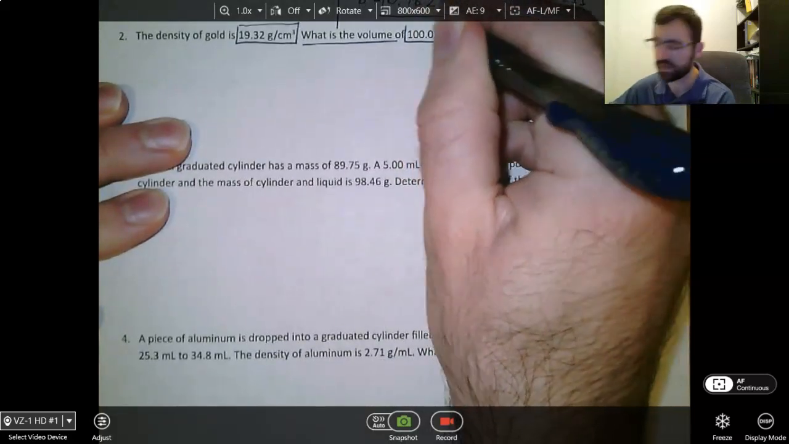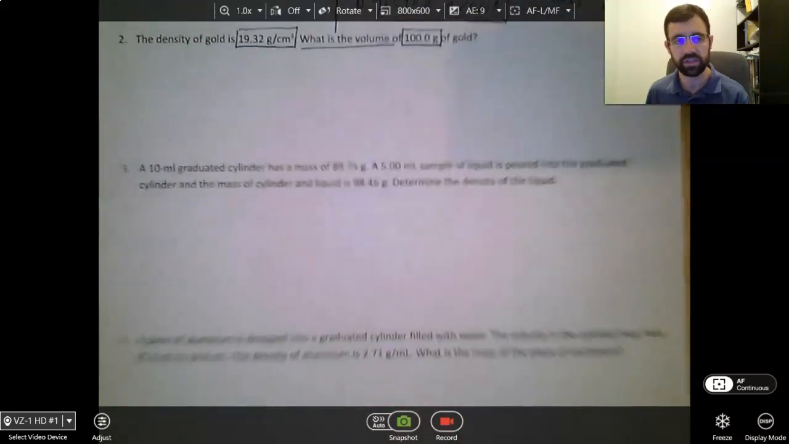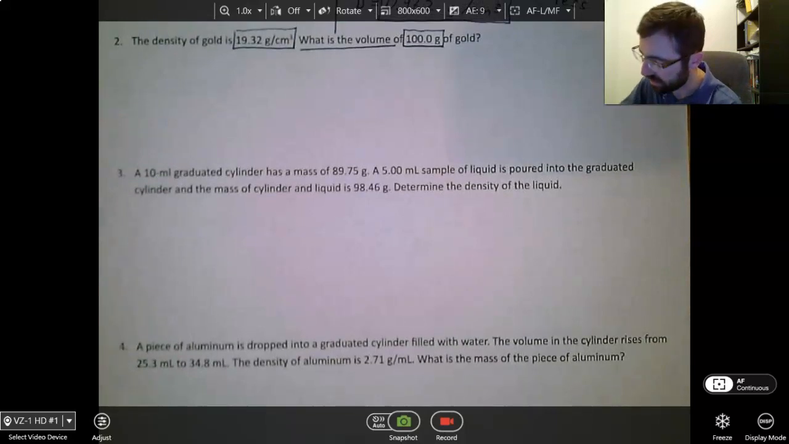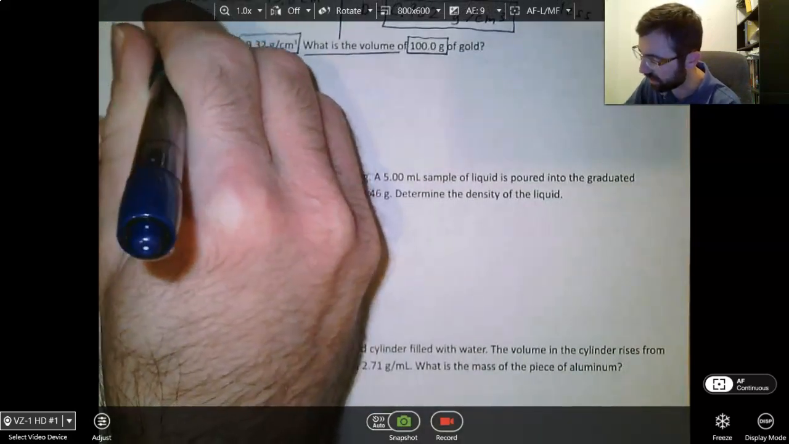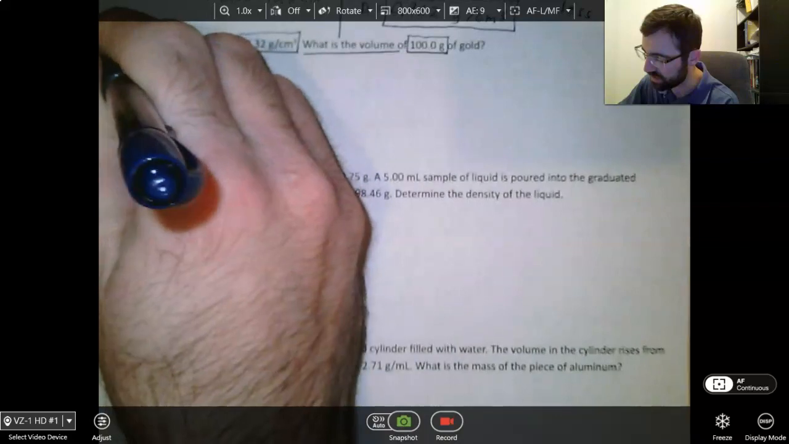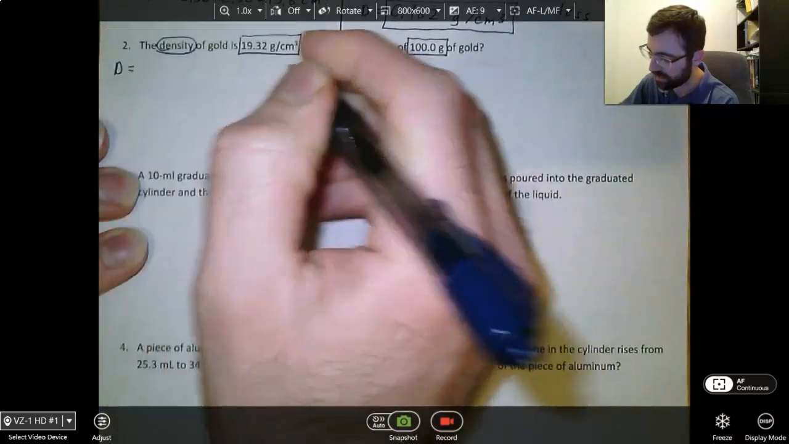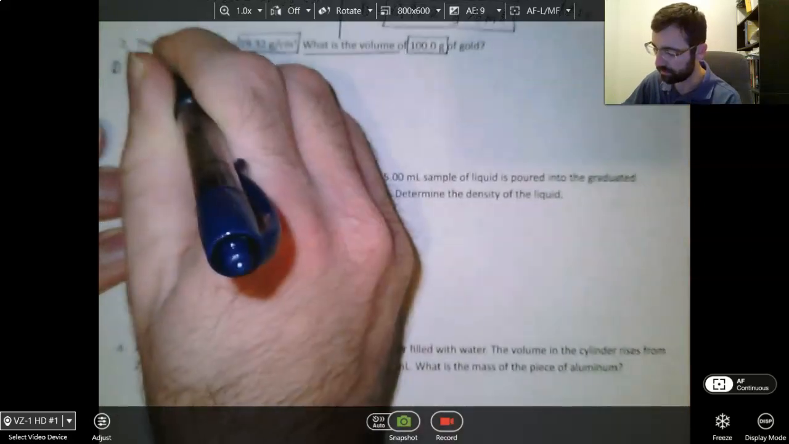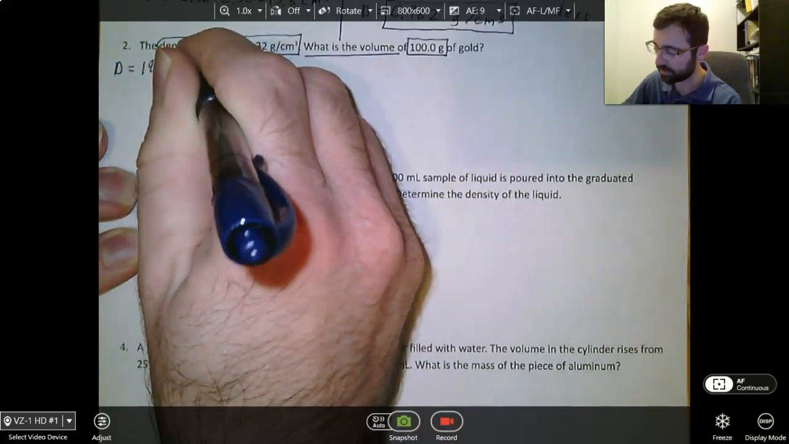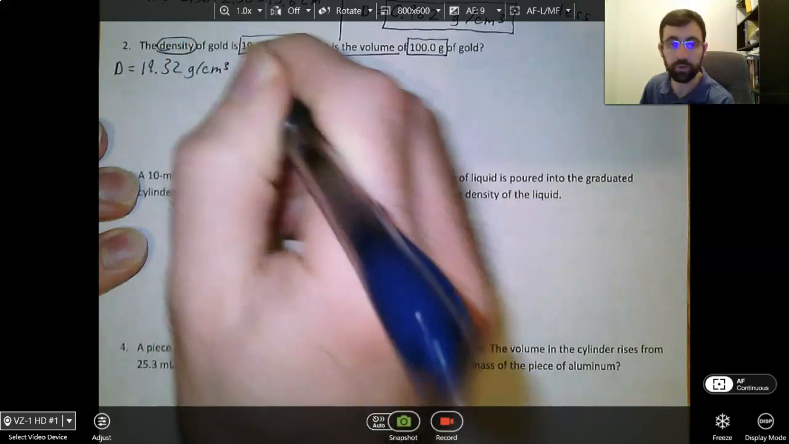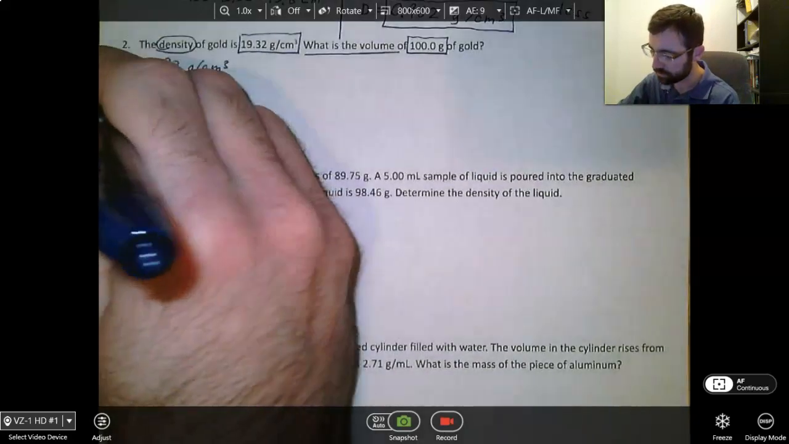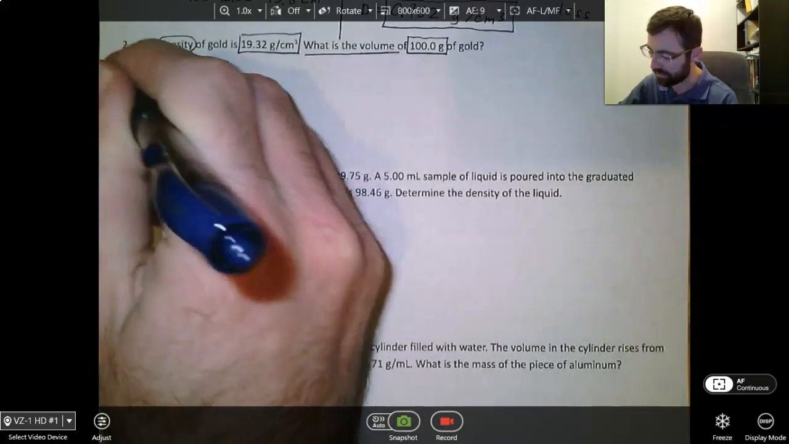So this is where it gets really important to recognize what each of these units are. Well, I said density is that. Okay, so I know density is given to me: 19.32 grams per centimeter cubed. We want to remember our formula is D equals M over V. So I always write it in that order, D and then M, and then we have V.